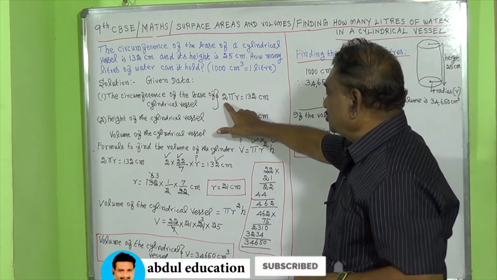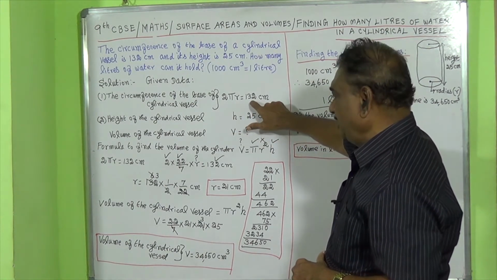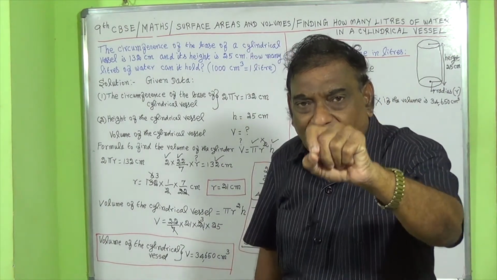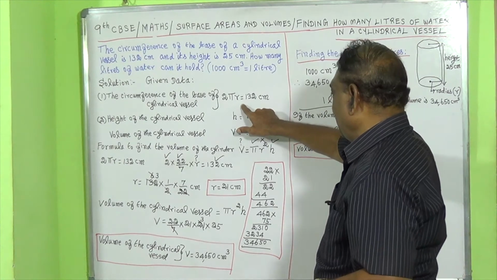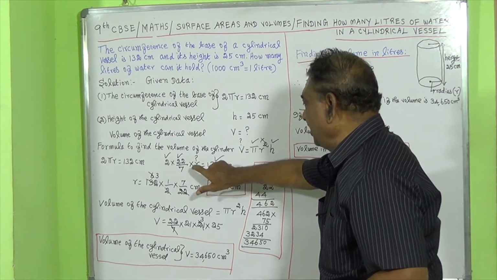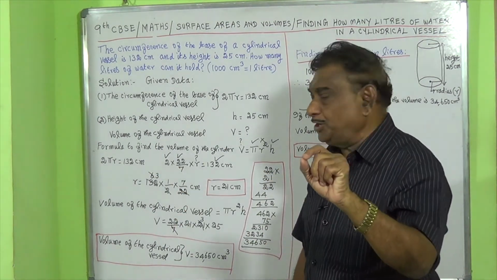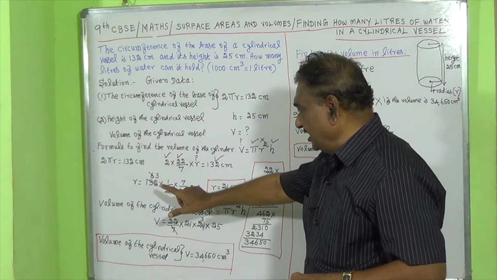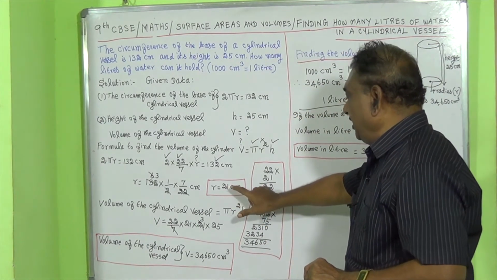The 2 is a constant and pi is a constant. 132 centimeter is also constant. So from one equation we can find the value of only one unknown data. Here that unknown data is the radius r. So from this we can find the radius of the cylindrical vessel. So 2 into 22 by 7 into r equals 132 centimeter. If we simplify, we will get the radius r as 21 centimeter.